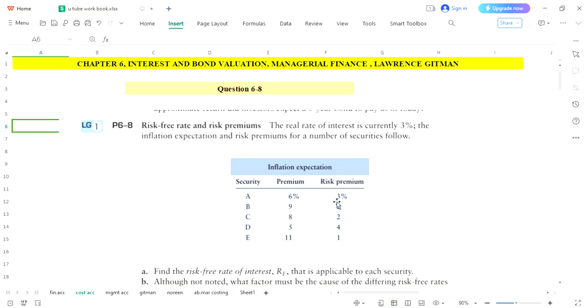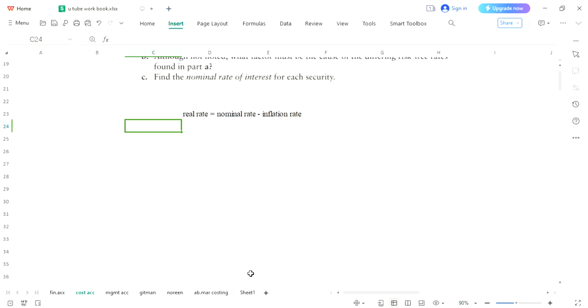So what we are required to do, risk-free rate. Okay, the new word has been introduced. This is closely associated with real rate, and right now risk-free rate. So how would you calculate risk-free rate? For that, before that I would let you know how to calculate this nominal rate.